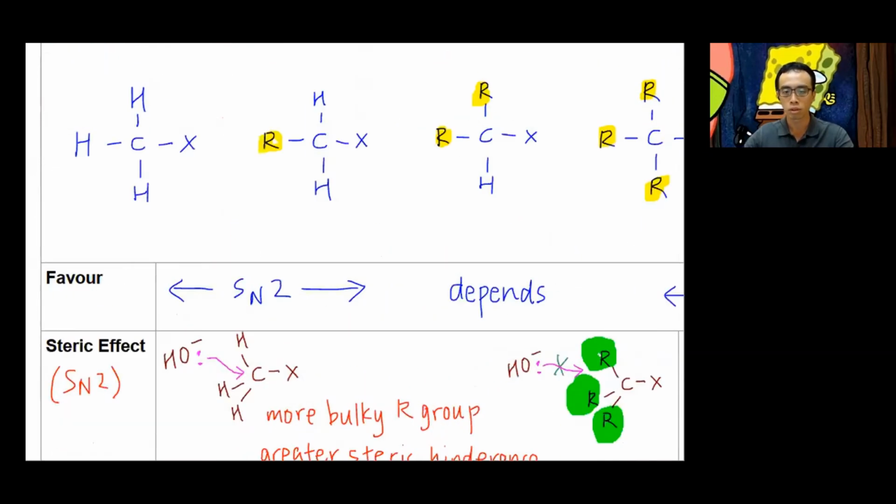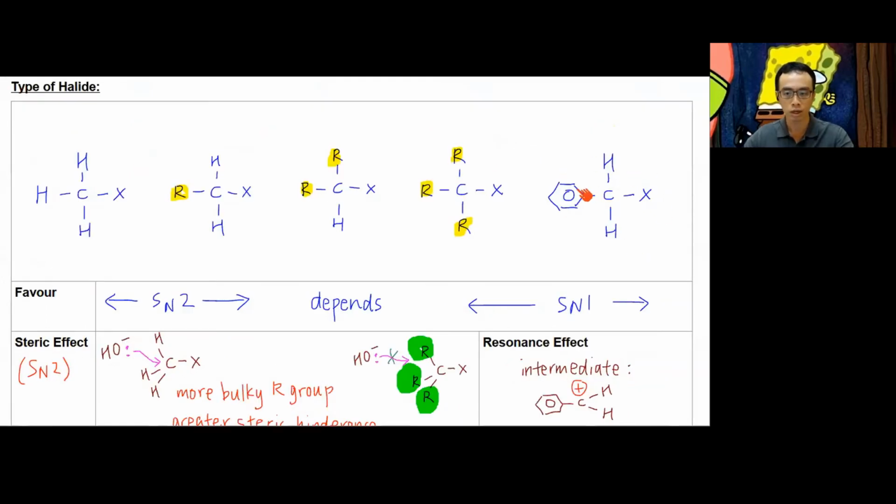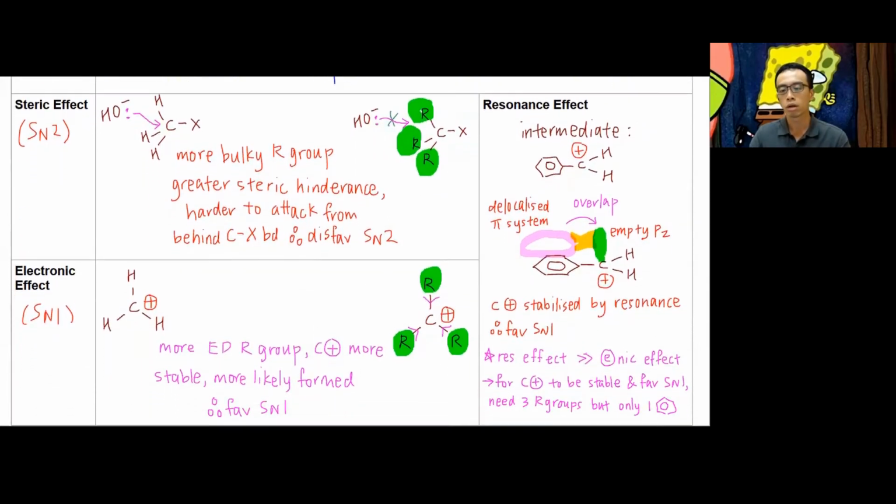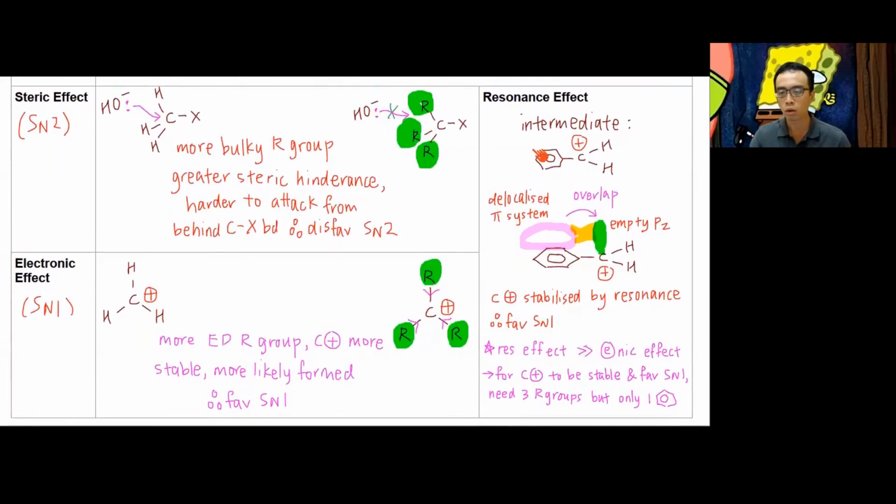Now, coming back to this guy here, you notice what we have for our phenylmethyl halide. In terms of categorizing it, this one's supposed to be a primary halide, but it still favors SN1 mechanism. The reason is because of the stability of the carbocation ion. So let me just show you here. We can take note of this guy.